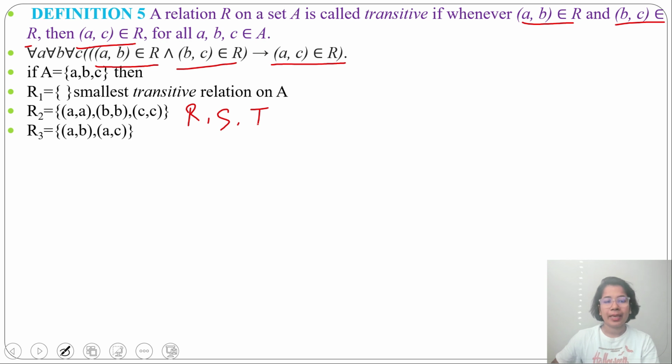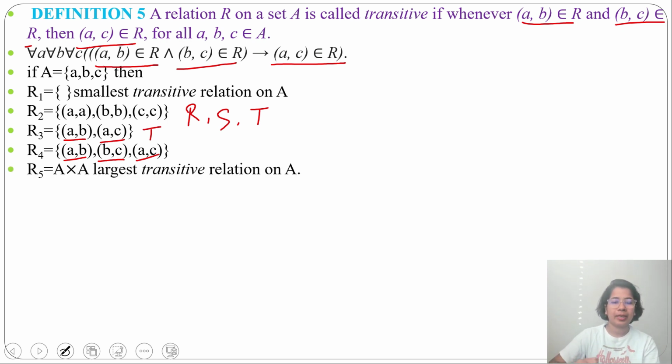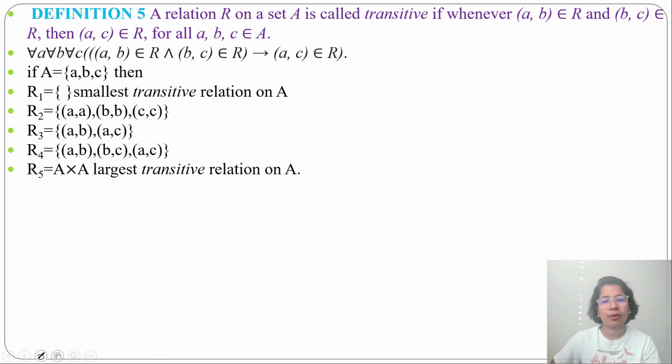Next R3, (a, b), (a, c). This is transitive. Next R4, (a, b), (b, c), (a, c) is present. It is transitive, and the largest transitive relation is A Cartesian product A. There is no fixed formula available for the number of transitive relations. I already discussed the number of reflexive relations and the number of symmetric relations, but for transitive relations it is not available, so I am not writing anything.